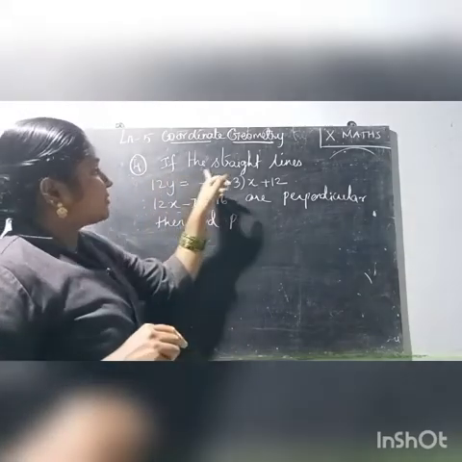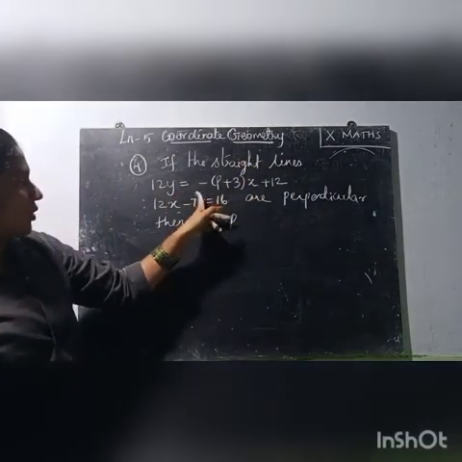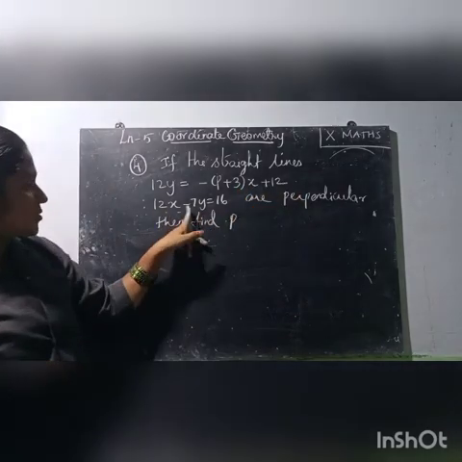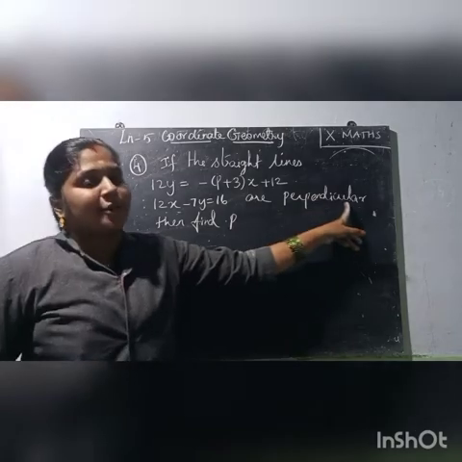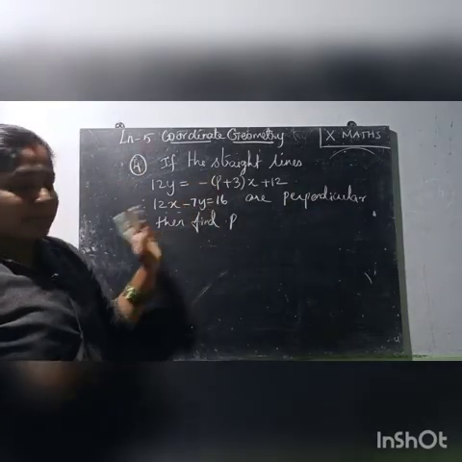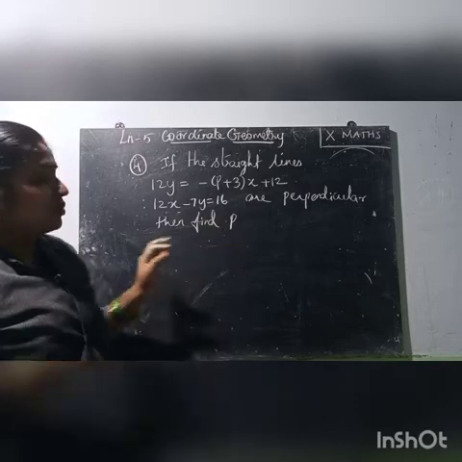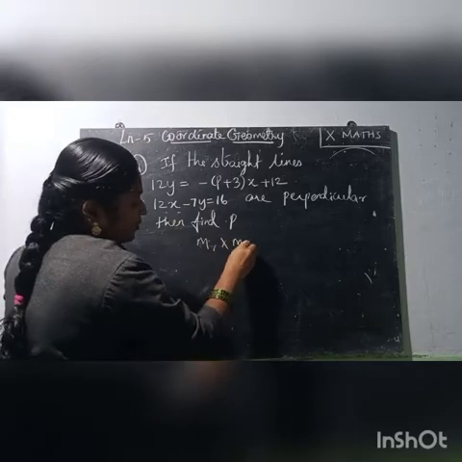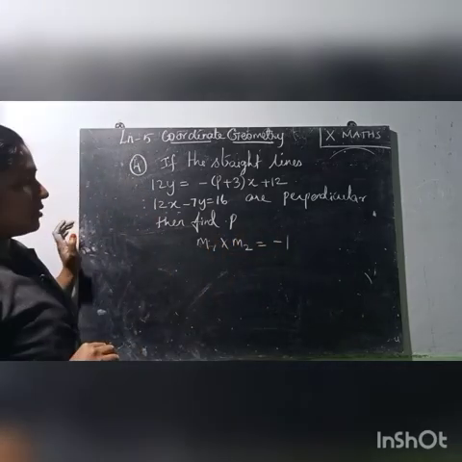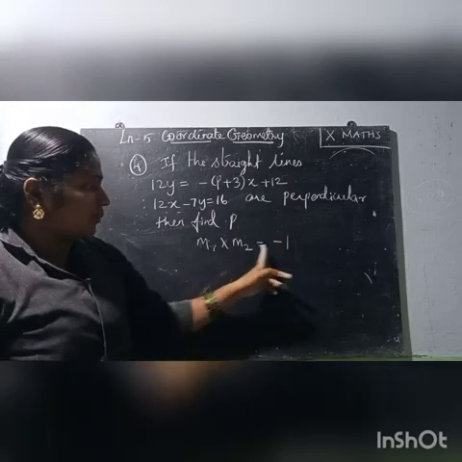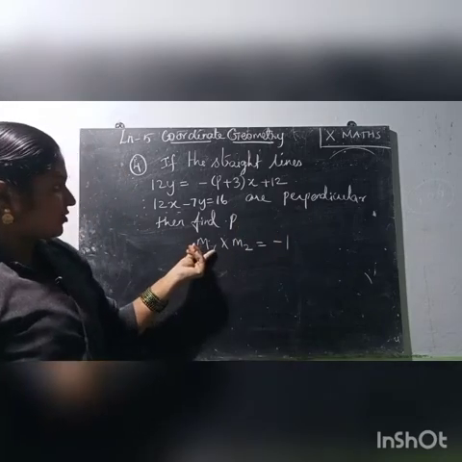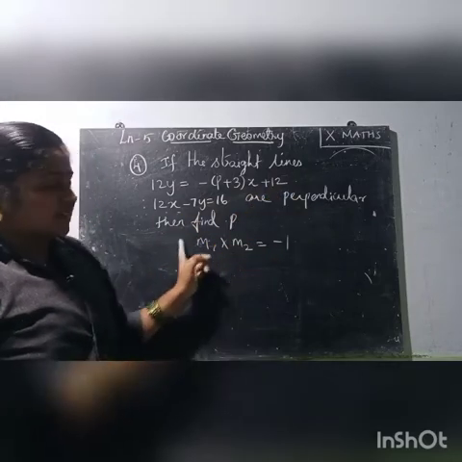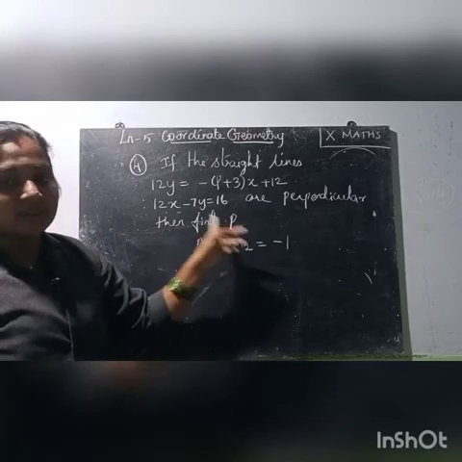See, fourth sum: if the straight lines 12y equal to minus p plus 3 x plus 12, and 12x minus 7y equal to 16 are perpendicular. So now the given two lines are perpendicular. Then find the p value. If two lines are perpendicular, we know m1 into m2 equal to minus 1. So let me find the first equation slope, then the second equation slope. After that we will substitute here. Then finally we can find the p value.